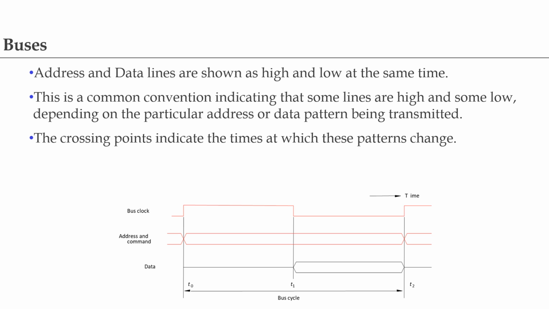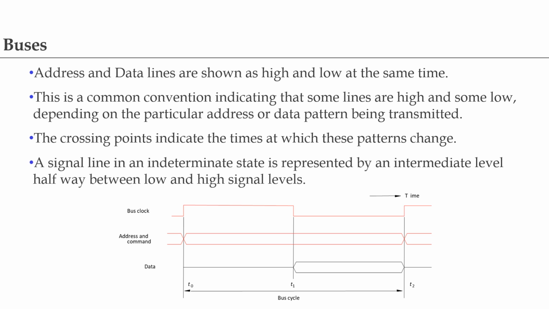Sometimes a line may not clearly be high or low. This is called an intermediate state, shown as a level halfway between high and low. This can happen during transitions or when the line is not being actively driven by any device.